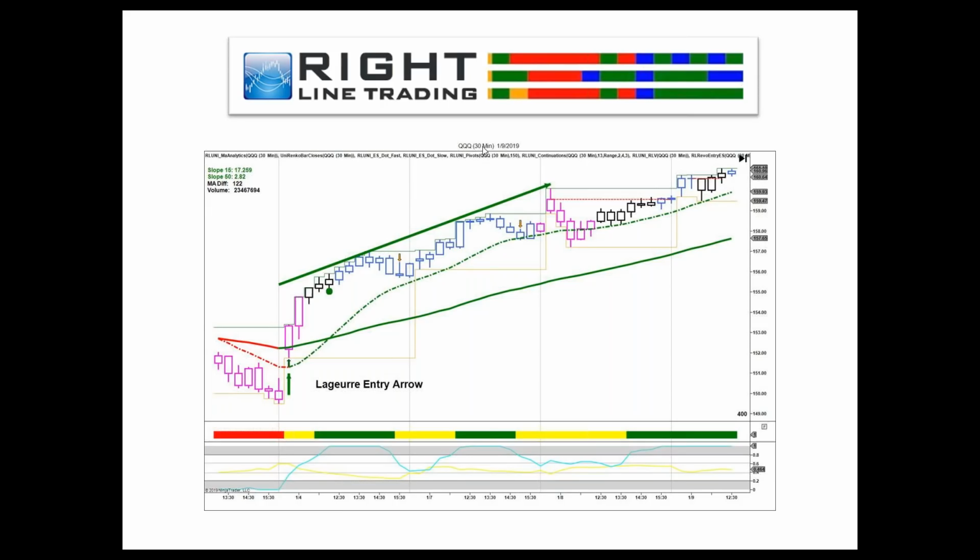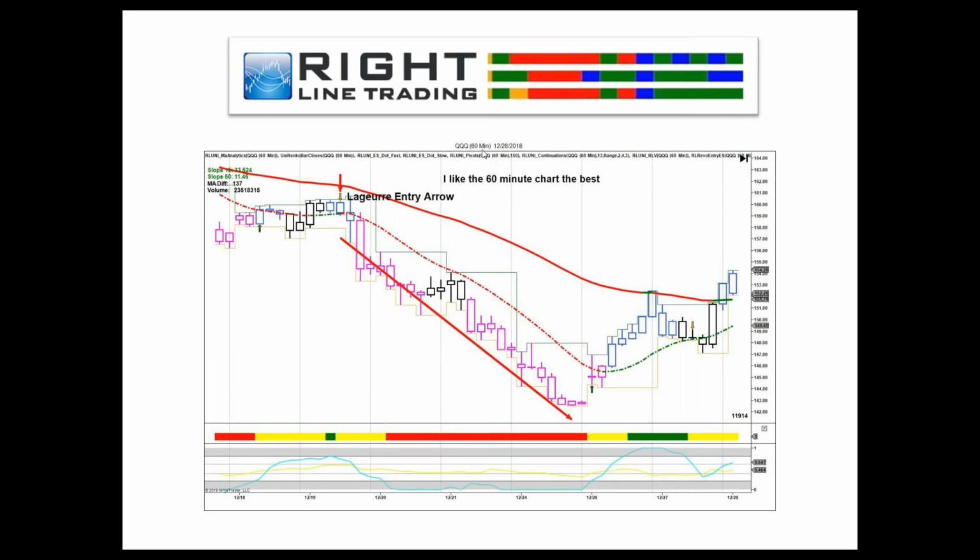This is a 30-minute of the Qs. Here's a short, and here's a 60-minute of the Qs. Here's the short oscillator signal, the Laguerre entry arrow, and then we get the lock short, always trading in the direction of momentum, and down we go. Now, trading against the Laguerre, as we define risk on our trading, is really, really dangerous.